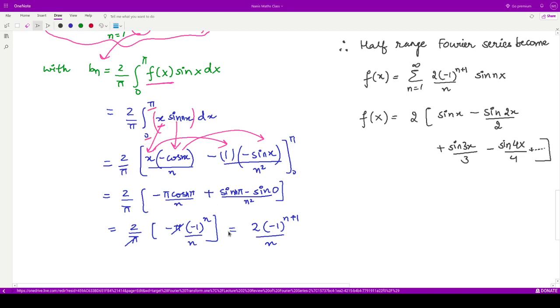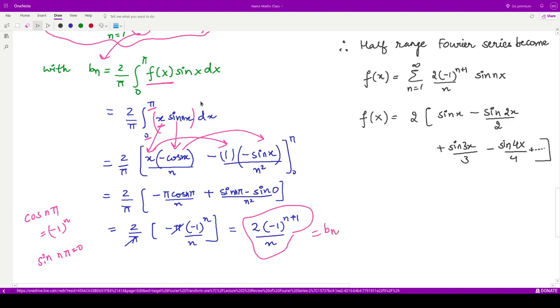When you substitute the limits and you solve, because you know the value of cos n pi is equal to minus 1 raised to power n, and you know sine n pi is equal to 0, and sine 0 is 0, ultimately you have Bn as 2 into minus 1 raised to power n plus 1 divided by n. So this is the value of Bn that we have obtained.